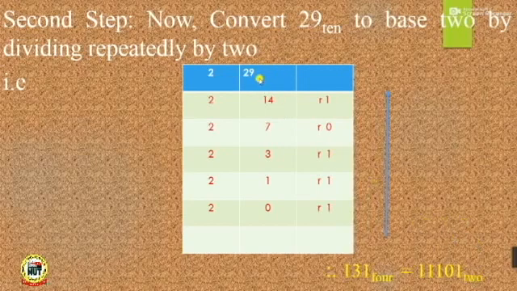So you convert this number 29 base 10 to base 2, and it will give you this. And remember, it was 29 base 10 that we got when we converted 131 base 4 to base 10. So now we converted this 29 base 10 to base 2, and it gave us this.